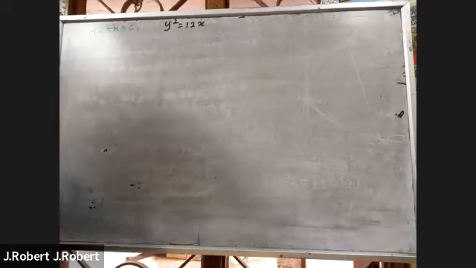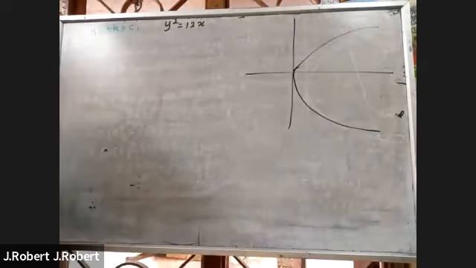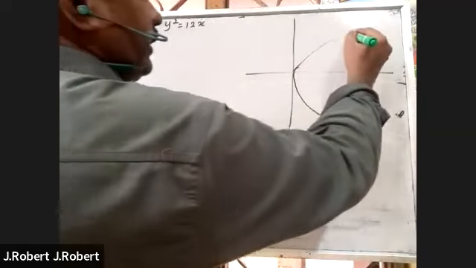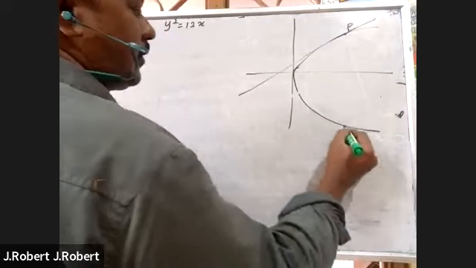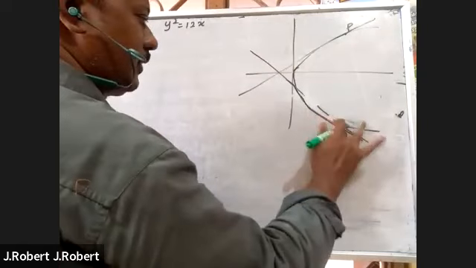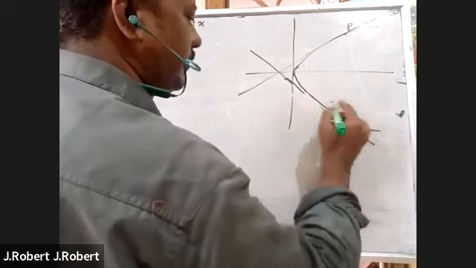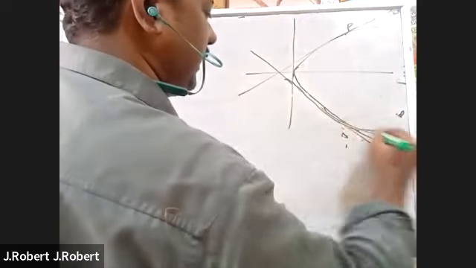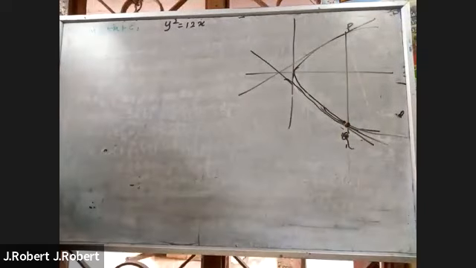At point P, then find the equation of the tangent at point Q. 1 minute. So you draw the diagram properly. Okay. Point Q, where PQ is a focal chord.